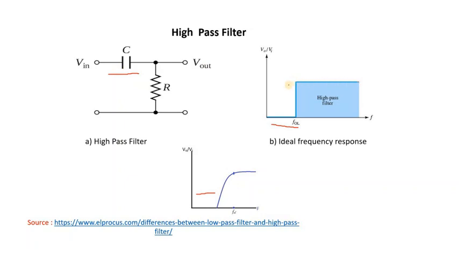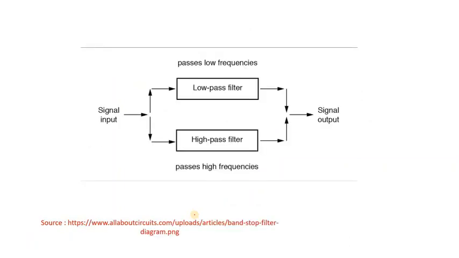Here you can notice that your bands are actually swapped. This is your stop band and this is your pass band. Again, this is your ideal frequency response and this is your practical frequency response. Again, this slope is there of minus 20 dB per decade. So I hope you get a fair idea of the low pass filter and high pass filter. Now I move ahead.